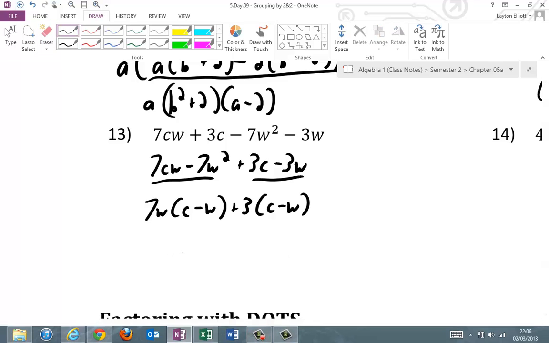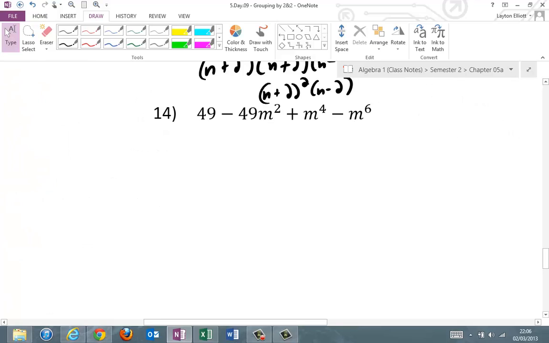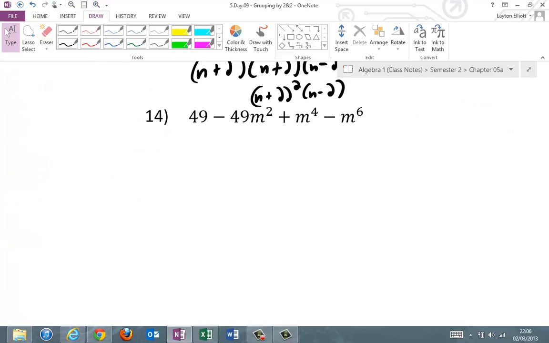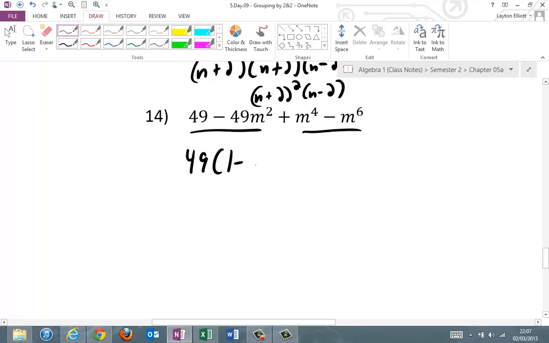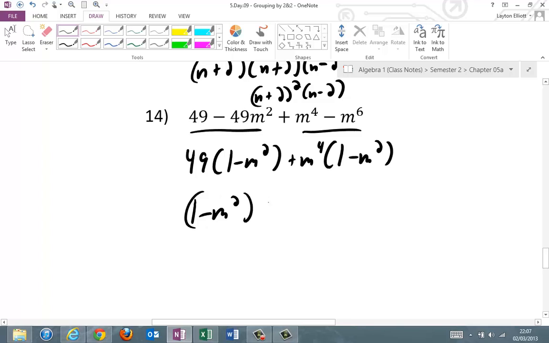Then I pull the c minus w out, and what's left is a 7w plus 3. For number 14, there's no greatest common factor, but these two have a 49 and these two have an m squared, so if I take a 49 out of the first two, I get a 1 minus m squared, and if I take m to the fourth out of the second two, I get 1 minus m squared. The 1 minus m squareds are in common, so that comes out with a 49 plus m to the fourth left.